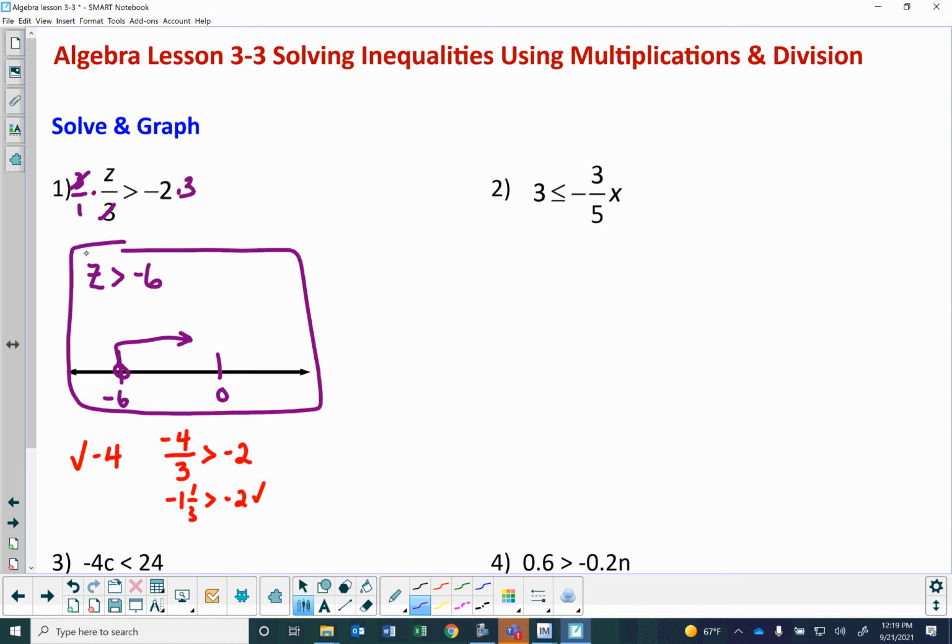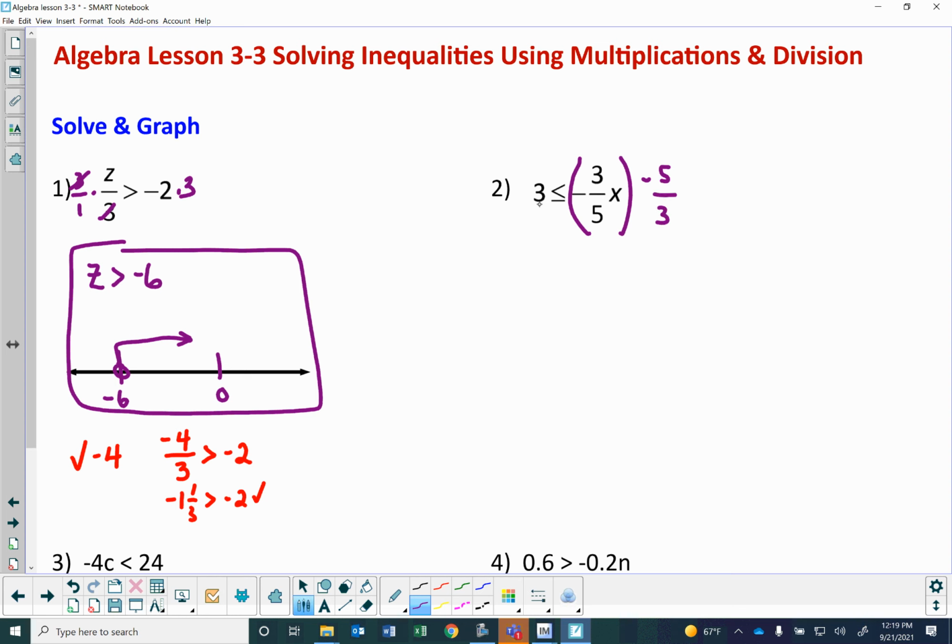Let's look at number 2 here. We have 3 is less than or equal to -3/5 x. To solve this, I need to multiply by, if you'll notice, they multiplied x by -3/5. So I need to divide by -3/5, which is the same thing as multiplying by the reciprocal. So I'm going to multiply it by the reciprocal, which is -5/3. Don't forget the negative sign.